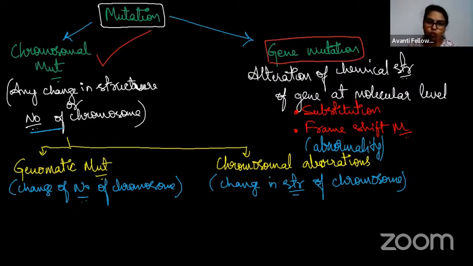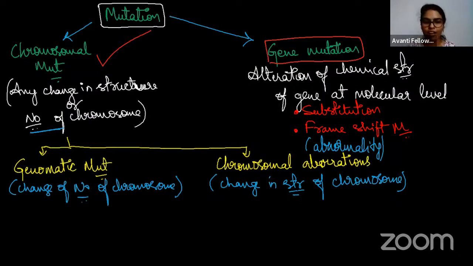Okay, so we have to talk about this now. We have to concentrate on the chromosomal mutation. So in chromosomal mutation, again there are 2 types: genomatic mutation and chromosomal aberrations. Okay, so genomatic mutation means what? Change in number of chromosomes. Okay, so here mutation is occurring by the change in number of chromosomes. Whereas chromosomal aberration में क्या हो रहा है? Change in structure of chromosome. The structure of chromosome में जो change हो रहा है उसको हम बोलते हैं chromosomal aberration.